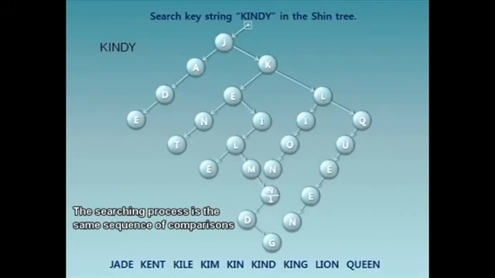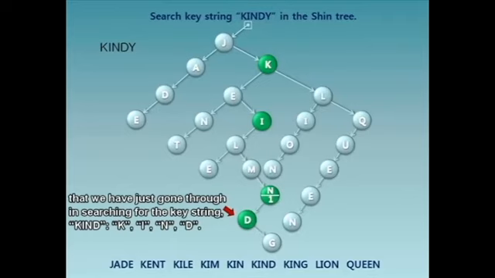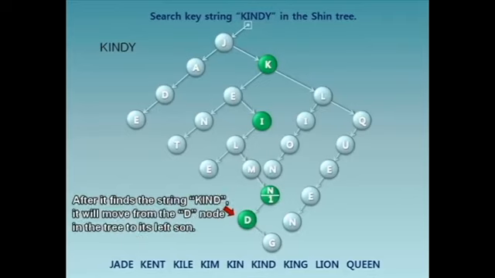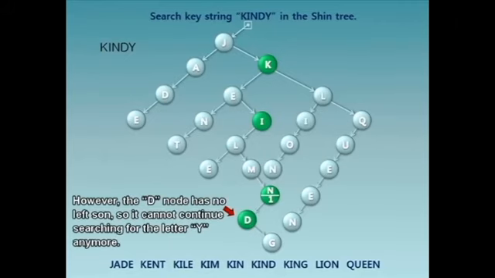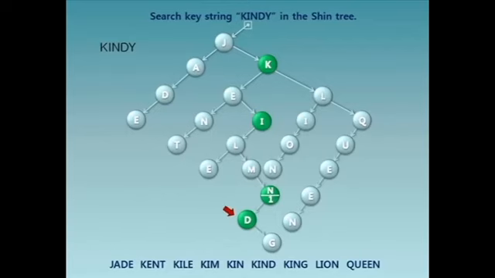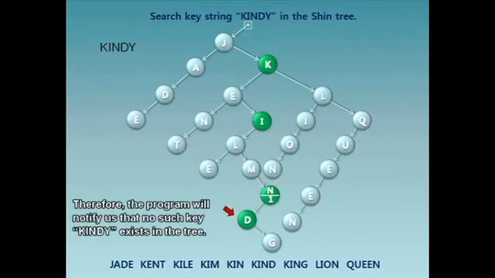The searching process is the same sequence of comparisons we have just gone through in searching for the key string kind, K-I-N-D. After it finds the string kind, it will move from the D node in the tree to its left son. It will look for the letter Y. However, the D node has no left son, so it cannot continue searching for the letter Y anymore. Therefore, the program will notify us that no such key kindy exists in the tree.